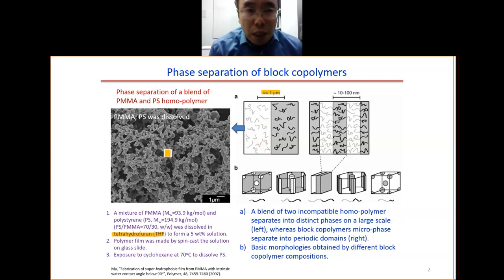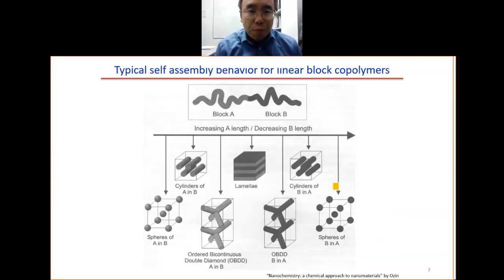So we want nanostructures with periodic patterns, and we have to use a block copolymer. In this case, you can see we have block A and block B. This one can be PMMA, and this block can be polystyrene. The difference is that in a block copolymer, the chains are connected. But when they are connected, they cannot be well separated. As a result, they will form periodic nanostructure patterns, something like this. What pattern will be formed depends on the relative volume of the two blocks.